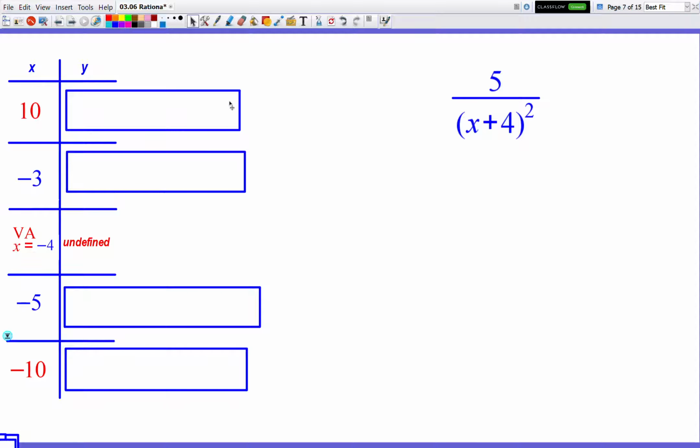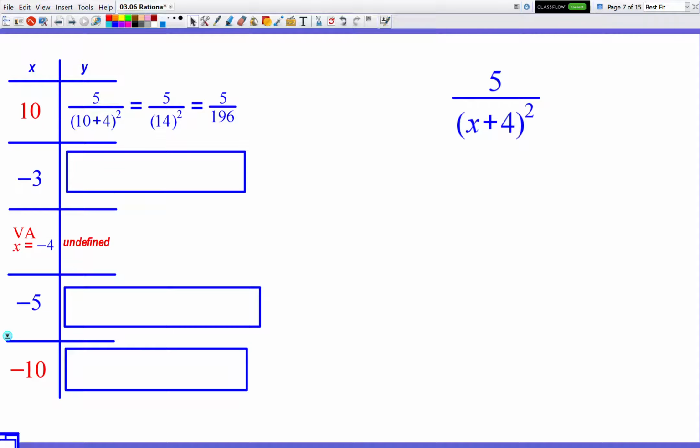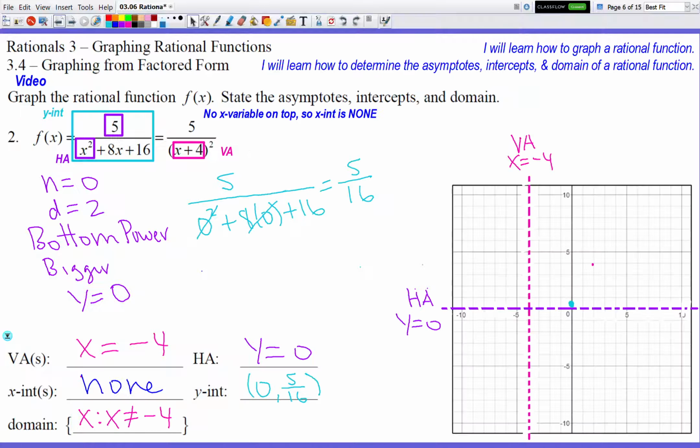So let's plug in 10. So we got 5 on the top and 10 plus 4 squared on the bottom, which makes 5 over 196. I know that's a big number, don't worry. I'm not going to demand that you're perfectly at that value, just get it close. So 10 comma 5 over 196. That's actually super close to the x-axis. I'll try to get as close as I can, but there's no way I can get it that accurate. That's impossible. So I'll just draw a dot that's pretty close to the x-axis.